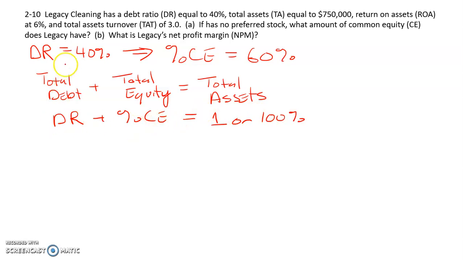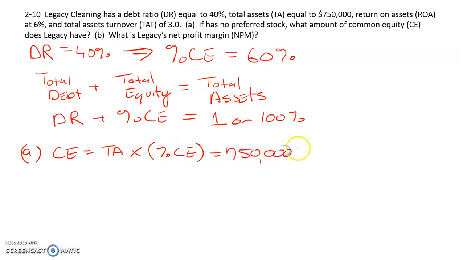So since we know that our debt ratio is 40%, our common equity is 60%. For A, the amount of common equity, or CE, is just equal to our total assets times our percent common equity. So that's 750,000 times 0.6, or 60%, and that gives us $450,000.